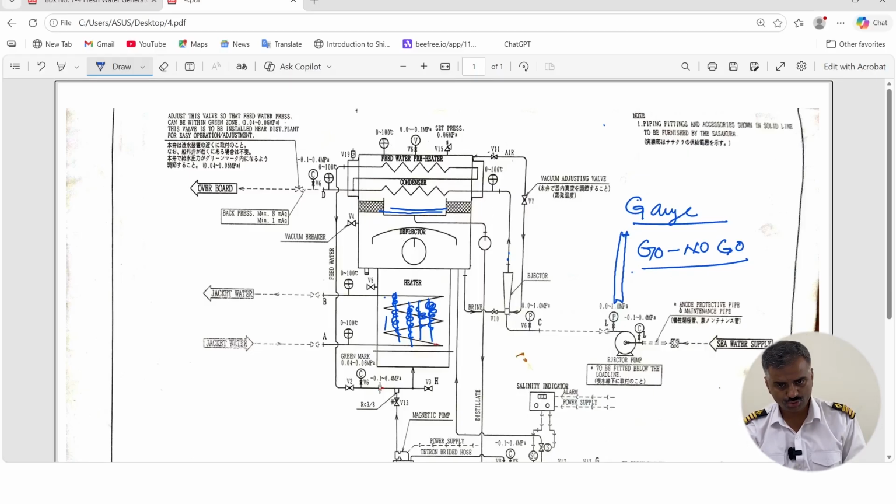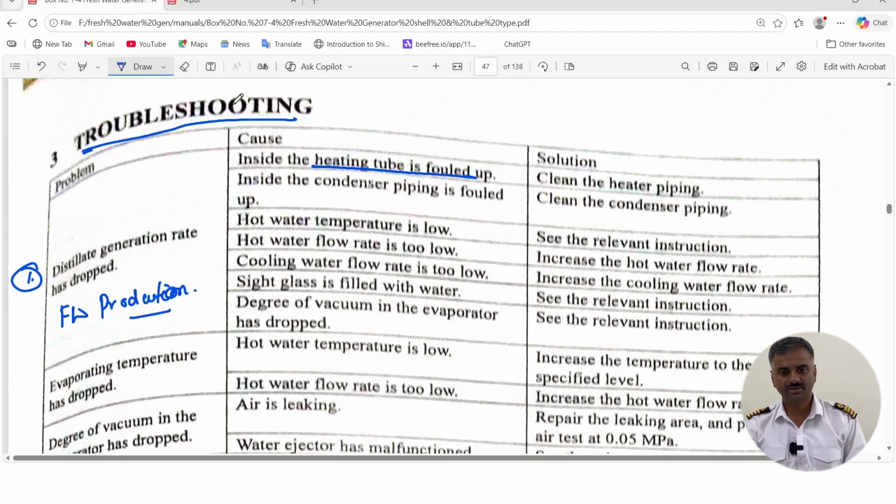If the condenser is choked or dirty, even if too much steam is produced over here, the condenser will not be able to condense it, because the cooling water is obstructed and the cooling water flow is less. So even if the steam is too much, the shell temperature will rise very much, and vacuum will also drop because too much steam will be accumulated here. So when the condenser is fouled, in that case also production drops.